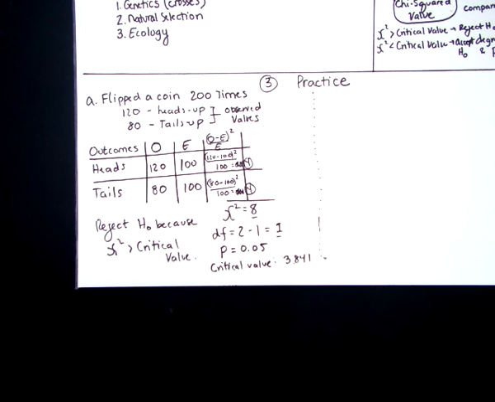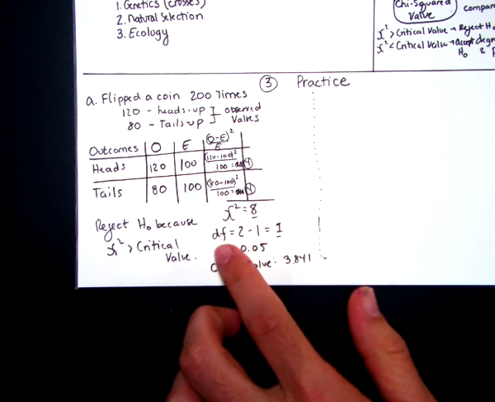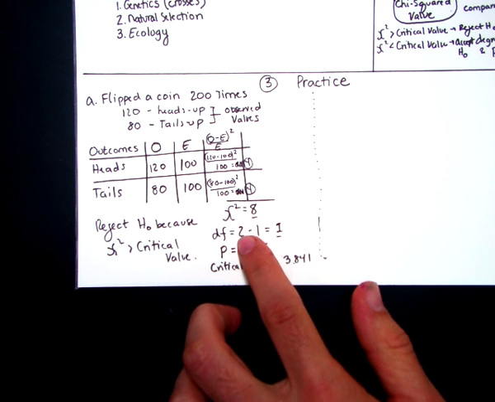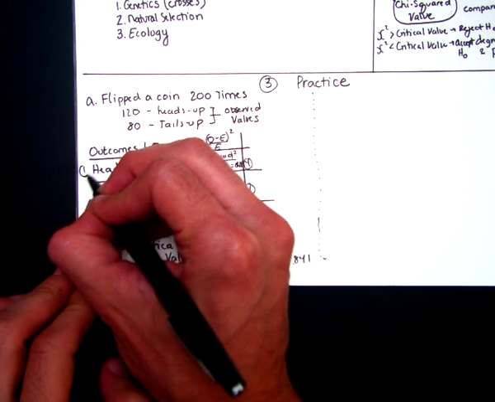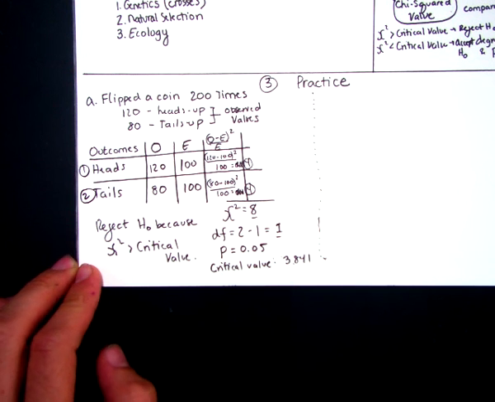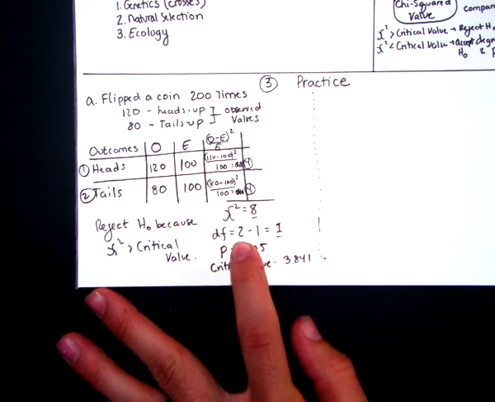Let's do a genetics problem. Okay, a genetics problem. Want to get a question? What's up? One more time, DF, degrees of freedom, which is the number of outcomes, which is 2, minus 1 gives you degrees of freedom of 1.